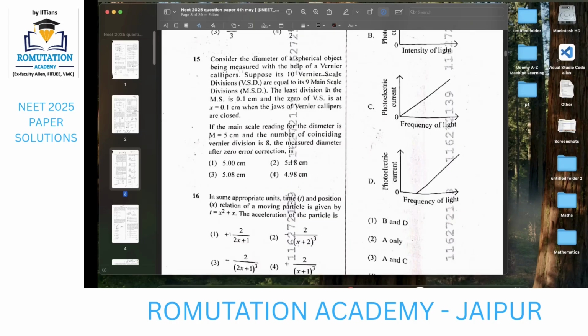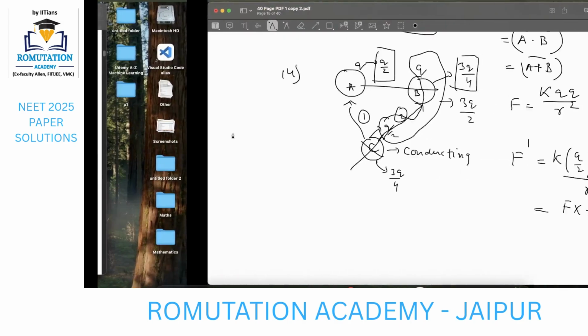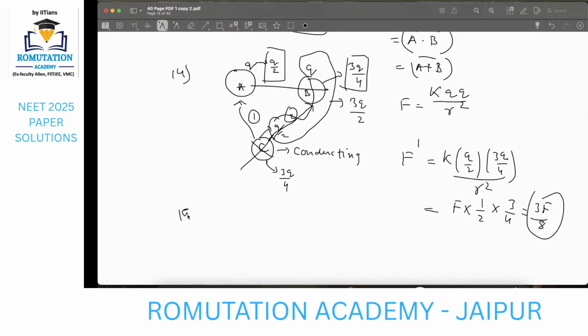That means in this vernier caliper there is an error, right? And that is a positive error because it is already above zero. Even when the jaws are completely closed, it is sitting at 0.1 centimeter, so definitely it is a positive error. If the main scale reads the diameter as 5 centimeter and the number of coinciding vernier divisions is 8, then the measured diameter after zero error correction. Zero error correction means correcting that error that was happening at 0.1. I think for this case we have done it multiple times.